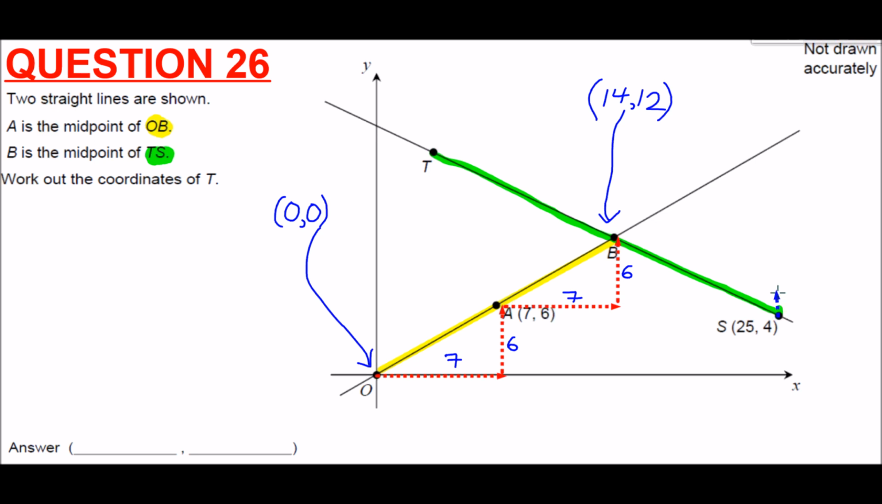So let's do y first. So we've gone up from 4 to 12, which means we must have gone 8 up. And as I said earlier, with x, we're going from 25 down to 14. The difference between 25 and 14 is 11. So that's 8 up and 11 along.